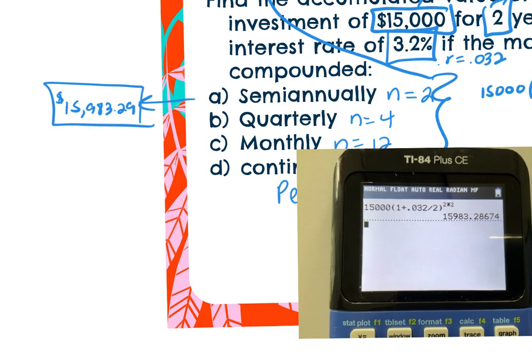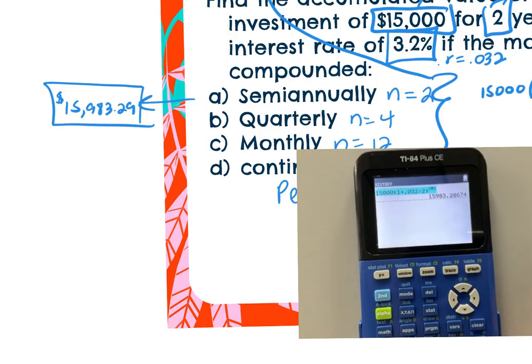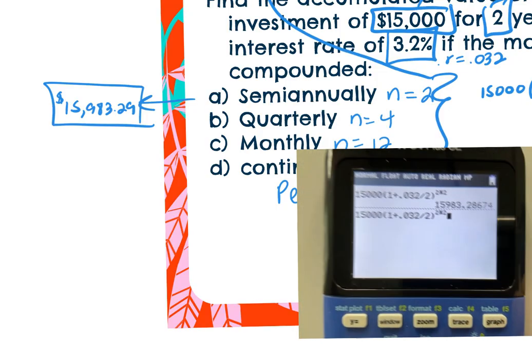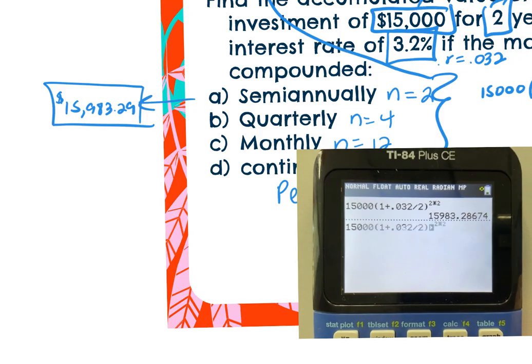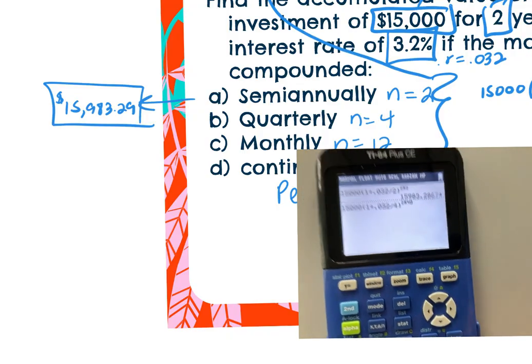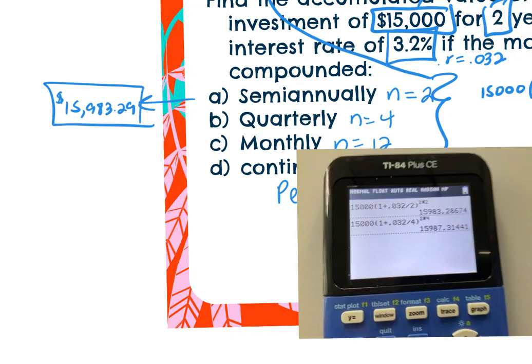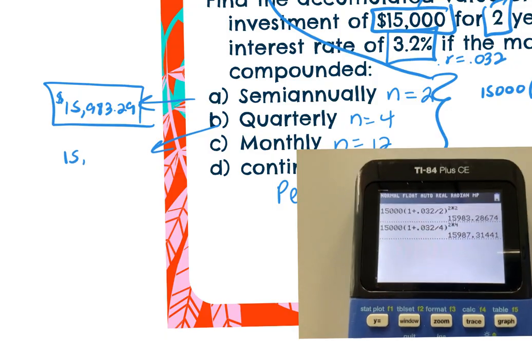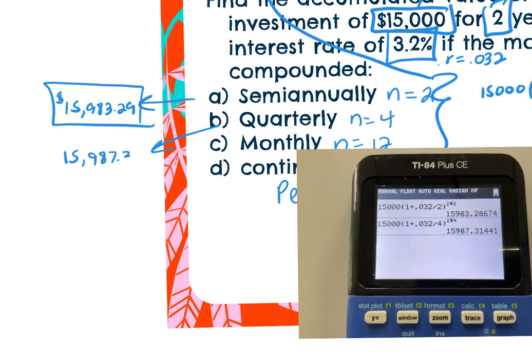Now I want to change it to quarterly. If you arrow up and select your equation, it will duplicate it. And the only thing I need to change is the 2 goes to a 4. And in the exponent, one of the 2's goes to a 4. So for B, you've got $15,987.31.